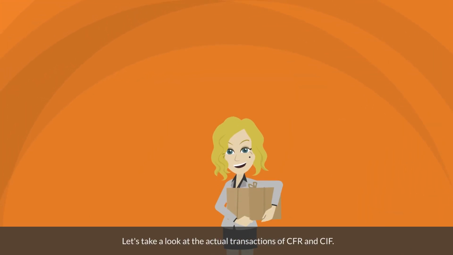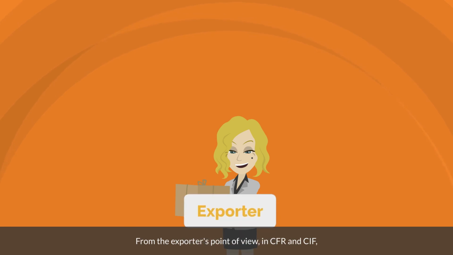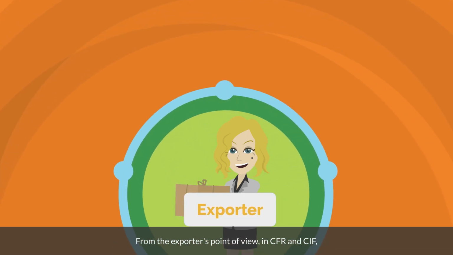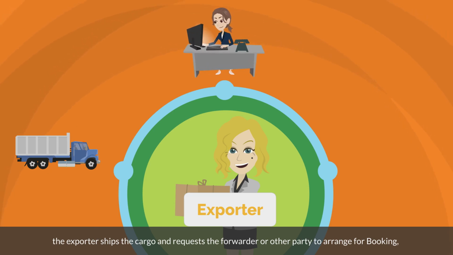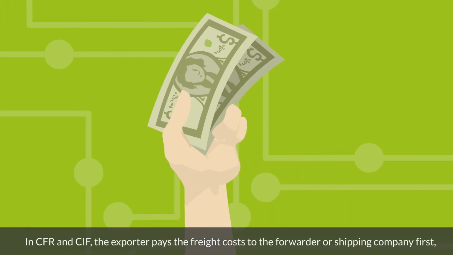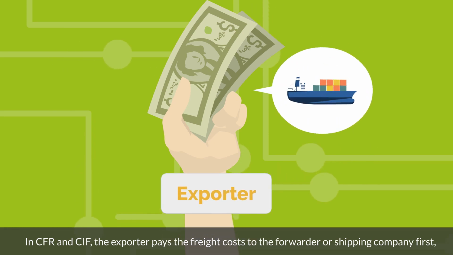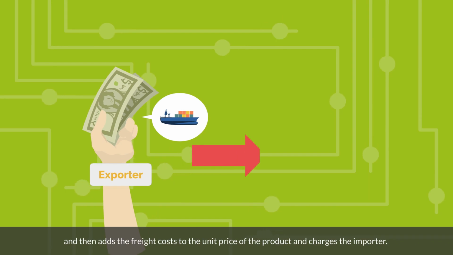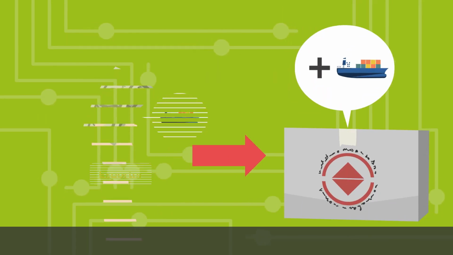Let's take a look at the actual transactions of CFR and CIF. From the exporter's point of view, in CFR and CIF, the exporter ships the cargo and requests the forwarder or other party to arrange for booking, export customs clearance, trucking, and ocean transportation. In CFR and CIF, the exporter pays the freight costs to the forwarder or shipping company first, and then adds the freight costs to the unit price of the product and charges the importer.